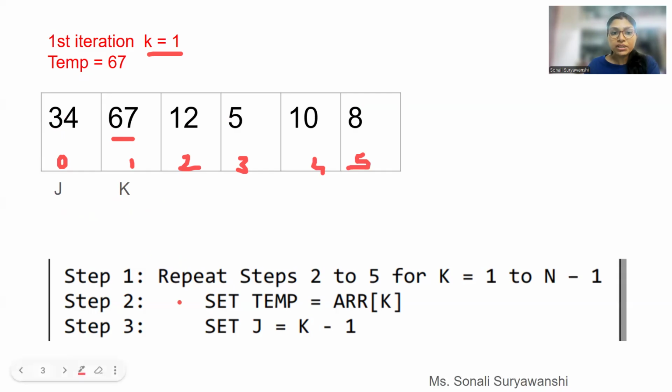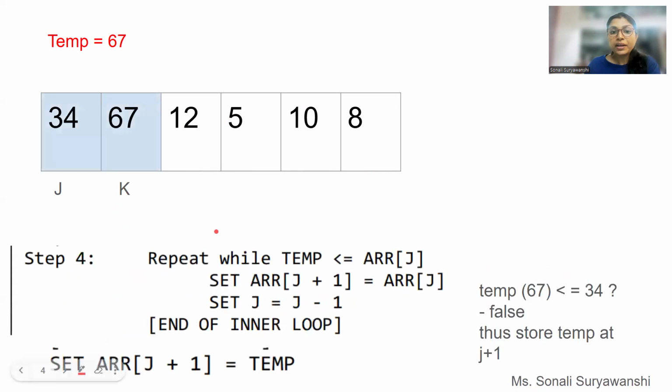Now our algorithm is, we have to repeat the step for k equals 1 to n minus 1, and in that we have to set array of k as temp, and we have to set j as k minus 1. So this we have done. Now our condition is while the temporary value is lesser than a of j. Here our temporary value is 67. Is it lesser than or equal to array of j? Array of j is 34. Now this condition becomes false.